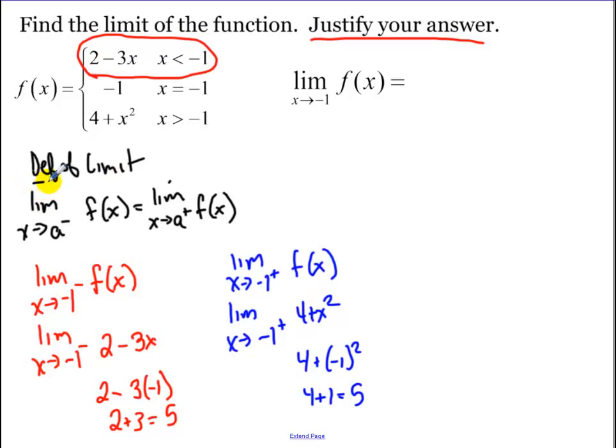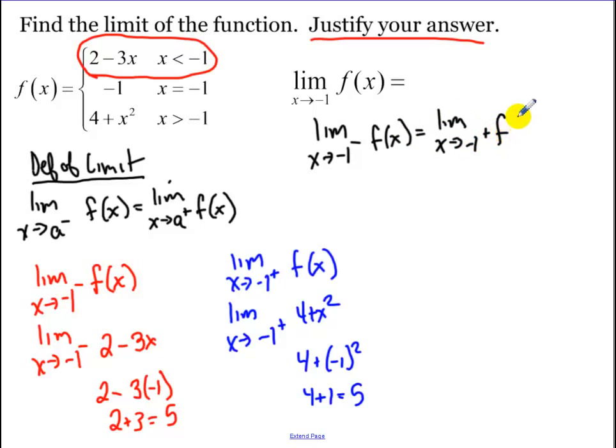Now make sure you're using the definition of the limit to justify it. So make sure you're saying that the limit as x goes to -1 from numbers a little bit less of our function equals the limit as x goes to -1 of numbers a little bit more of our function, and show me what that actual value is, which is 5.